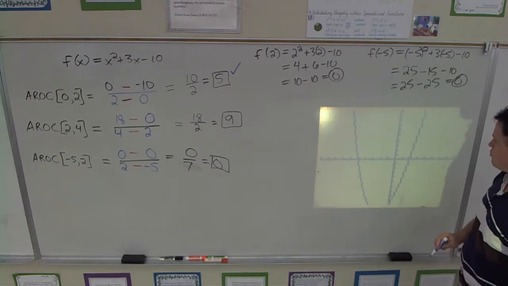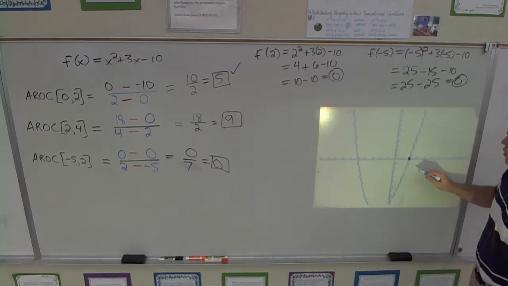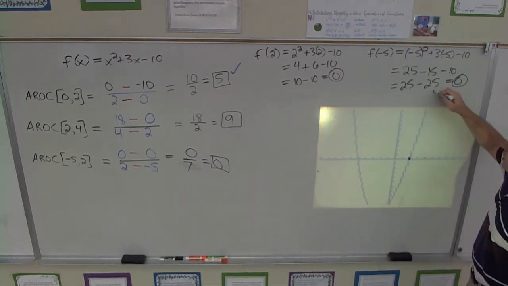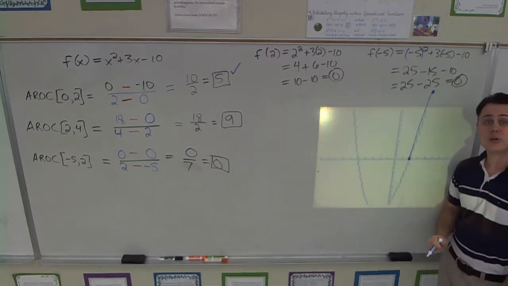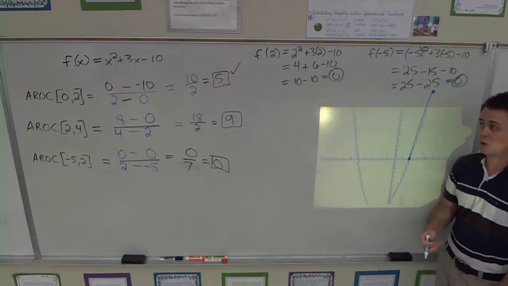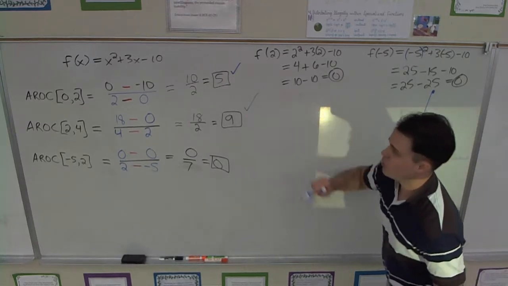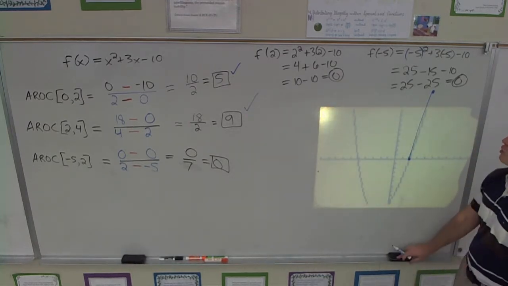How about between 2 and 4? At 2, again, we're right here. 4 must be like way up high. Does that slope still look like it might be a little bit steeper, maybe positive 9? I think so. We can investigate further. We're just going to trust it this time.